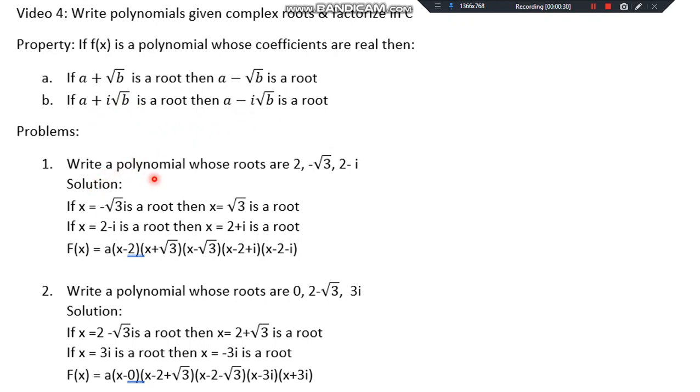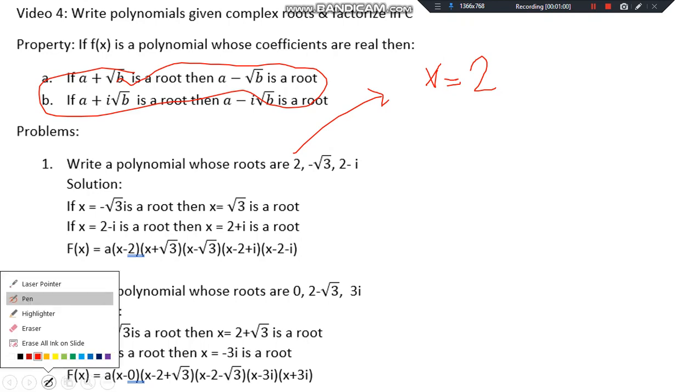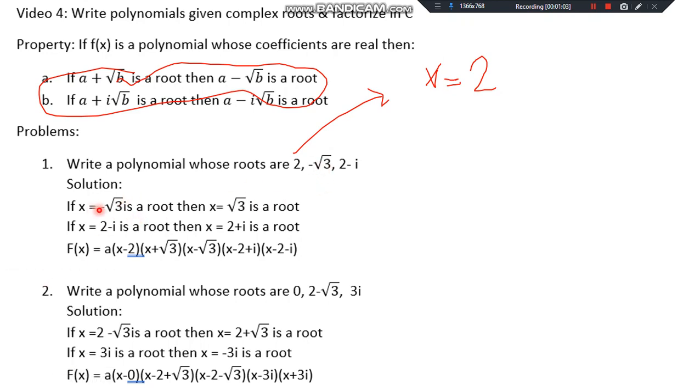So now the first problem: write a polynomial whose roots are 2, minus radical 3, 2 minus i. x equal to 2 is an ordinary number, so x equal to 2 is one of the roots, so x minus 2 is a factor. We don't have a square root to have a conjugate here, or a complex to have a conjugate. So x equal minus radical 3 is a root, and by this formula x equal plus radical 3 is a root. x equal 2 minus i is a root, and because this is complex, its conjugate 2 plus i should be a root.